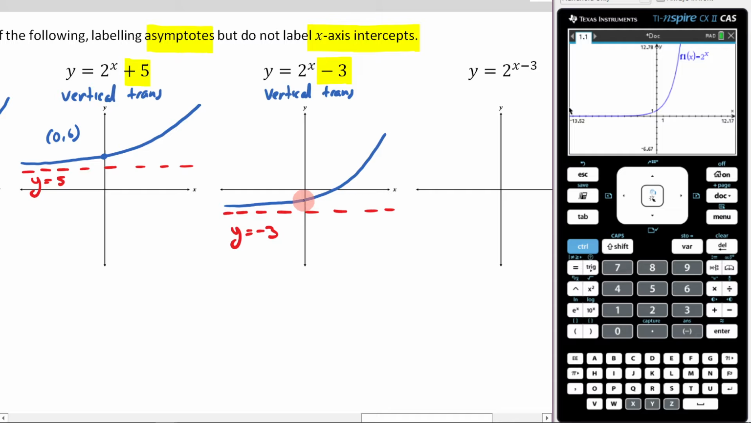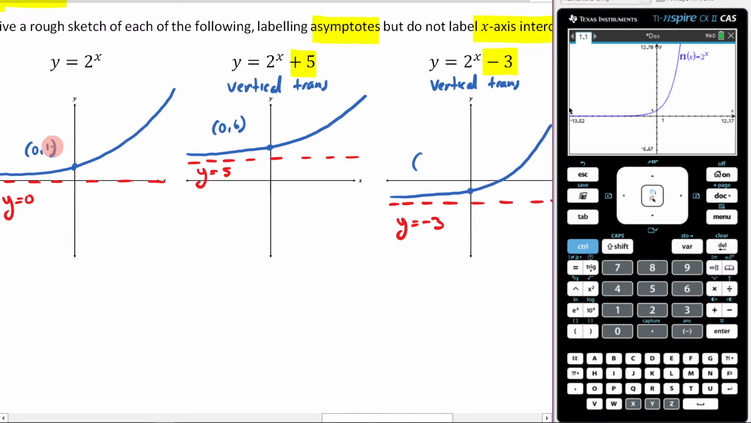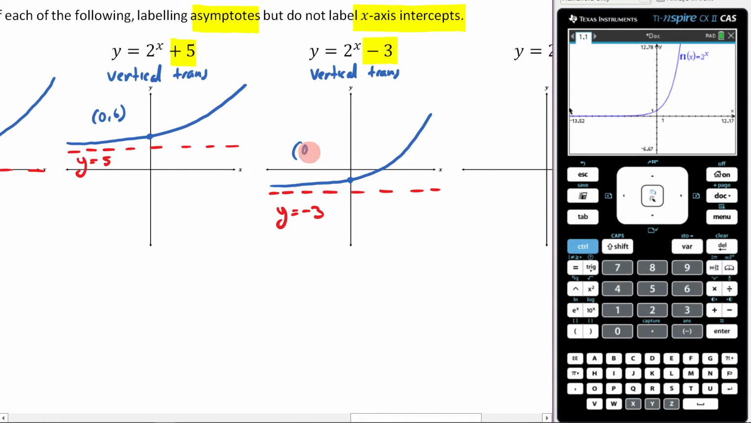What is my y-axis intercept going to be in this case? Well, remember, it was initially, with our base graph, 1. So now we're going to go 1 minus 3, which is going to be negative 2. So that's going to be that point there.